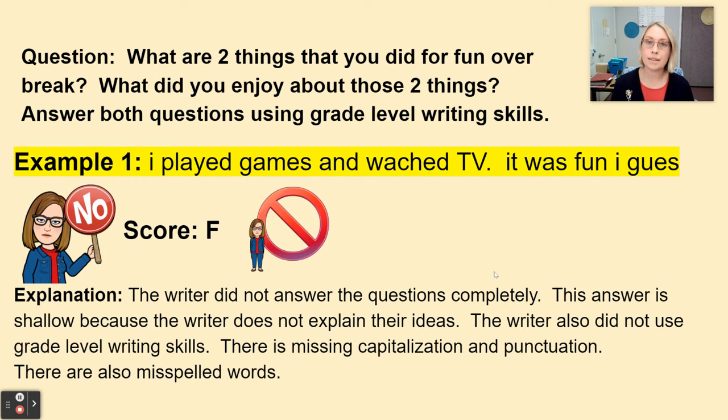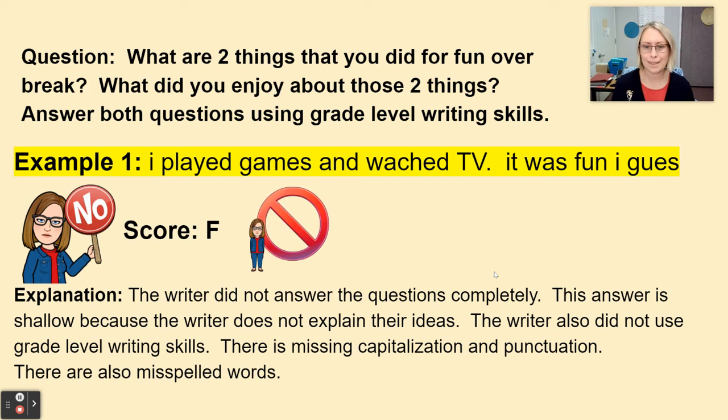So let's take a look at this example. So the question that the student has been asked to answer is, what are 2 things that you did for fun over break? What did you enjoy about those 2 things? Answer both questions using grade level writing skills. So highlighted in yellow is that student's response.